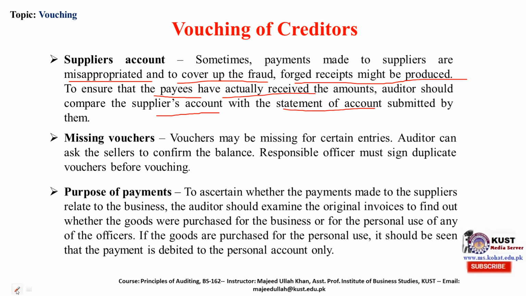The purpose of payment should be properly mentioned or ascertained, to determine whether the payment made to the supplier relates to the business, not to any personal use. The auditor should examine original invoices to find out whether the goods were purchased for the business or for the personal use of any of the officers. If goods are purchased for personal use, it should be seen that the payment is debited to the personal account only.